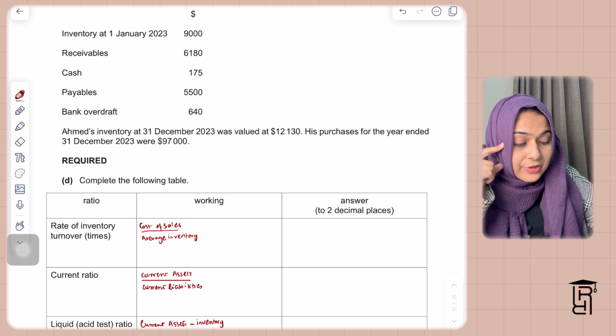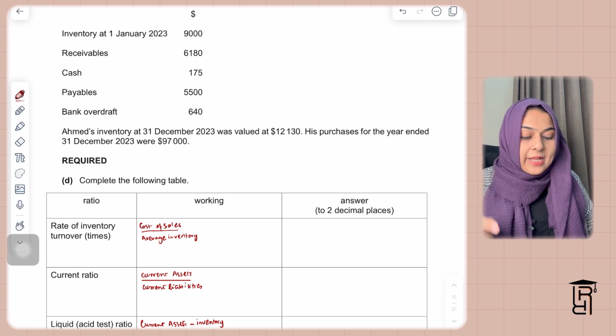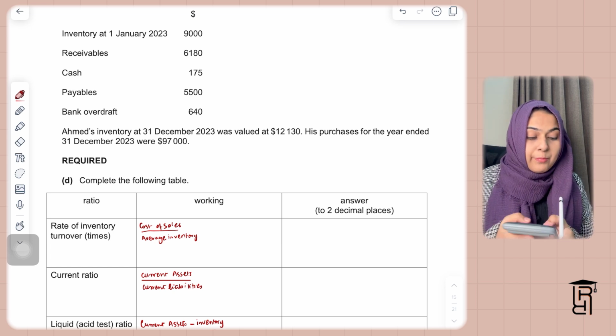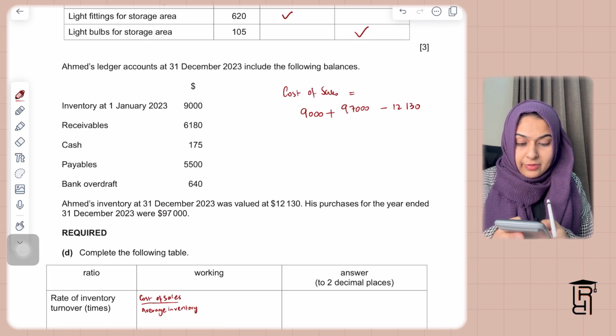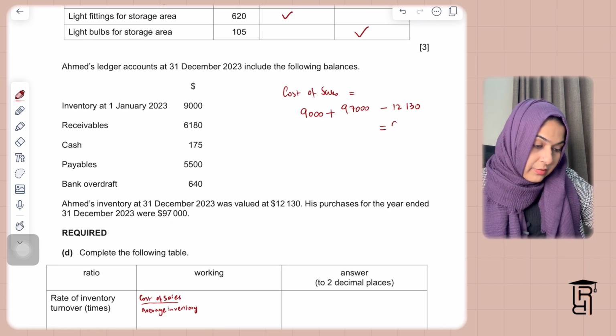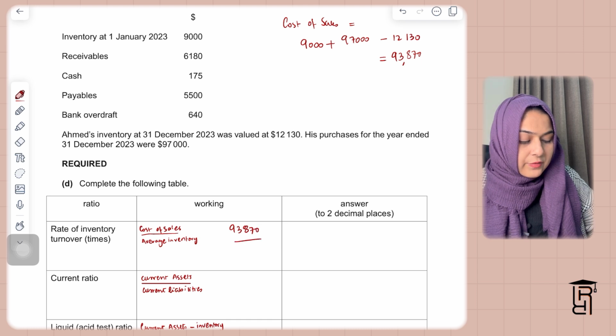Cost of sales calculation is quite easy. It is opening inventory, which is 9,000 in this case, plus purchases, which is 97,000, which you need to add, minus closing inventory, which is 12,130. So 9,000 plus 97,000 minus 12,130 is going to give me 93,870. This is going to be my cost of sales, which will come in the numerator. So 93,870 is my cost of sales.